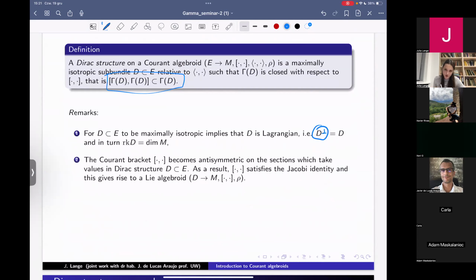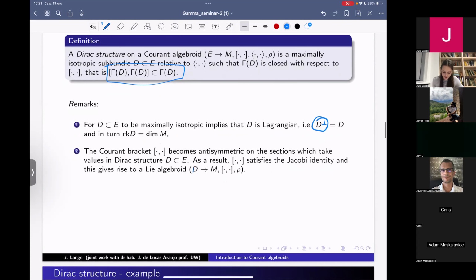So what is important here, like I mentioned, when we take the sections of our Dirac structure D, our bracket becomes antisymmetric. And then it satisfies the Jacobi identity, so we actually obtain a Lie algebroid structure on the bundle D over M. Okay?